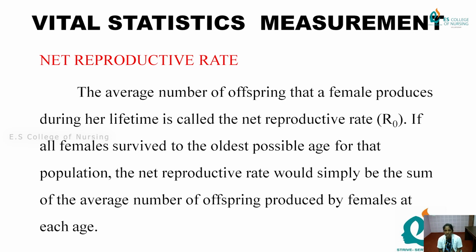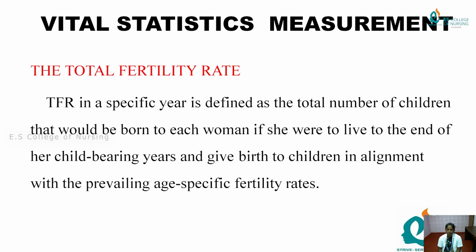Now we are moving on to the net reproductive rate. The net reproductive rate is measured by the average number of offspring that a female produces during her lifetime. If all females survive to the oldest possible age for that population, the net reproductive rate would be simply the sum of the average number of offspring produced by females at each age. This is the net reproductive rate.